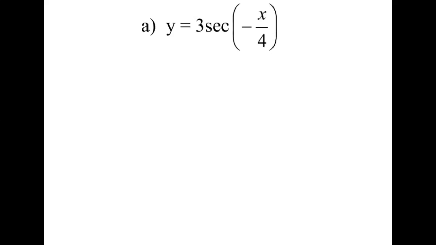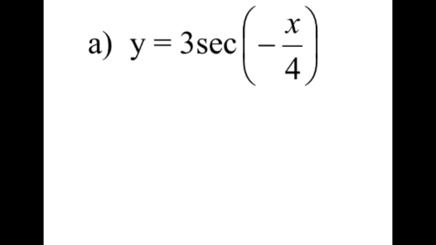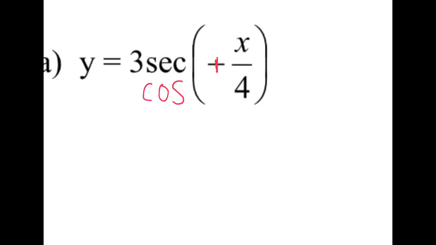Okay, we want to graph this function, so let's think about what we're dealing with here. Secant is the reciprocal of cosine. Cosine is an even function, so is secant, which means the fact that that's negative is irrelevant, so we can think of it as a positive x over 4 instead.